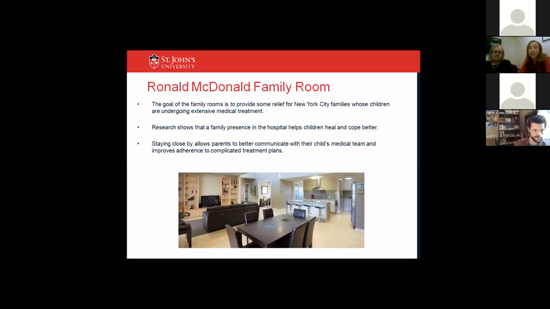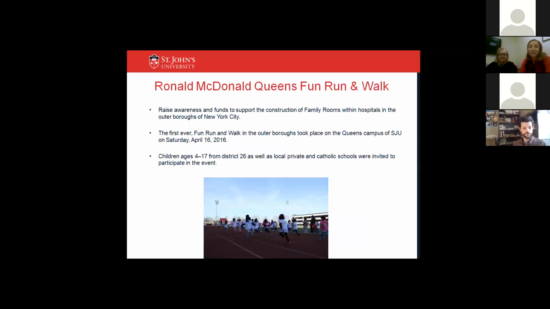So the first family home will be in the Kings County Hospital in Brooklyn. And to raise money for this new initiative, they decided to host one of their most successful fundraisers, which is the Fun Run and Walk, which they usually do in Central Park, in the outer boroughs. And that's how Caitlin Conklin got in touch with us, looking for a place to do this first outer borough fun run. And since she knew that St. John's is very committed to service, she thought that it would be the perfect place to host the fun run.